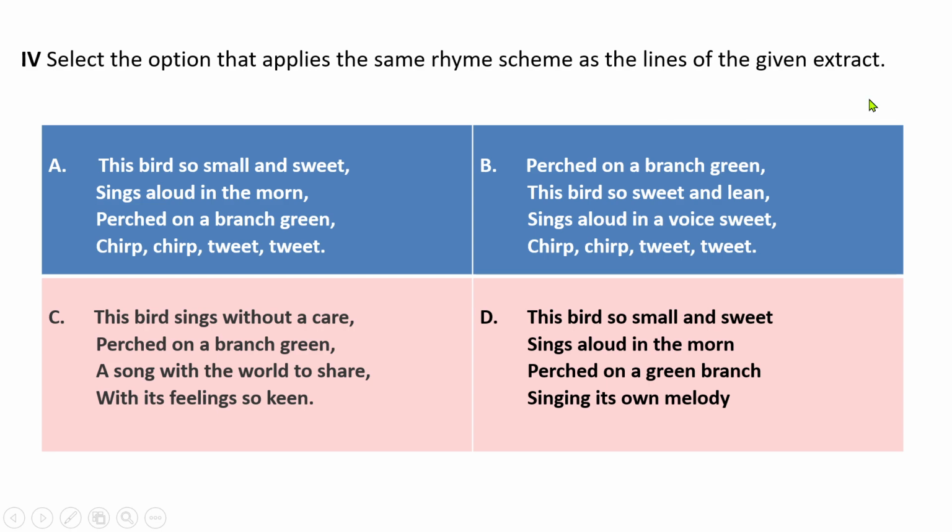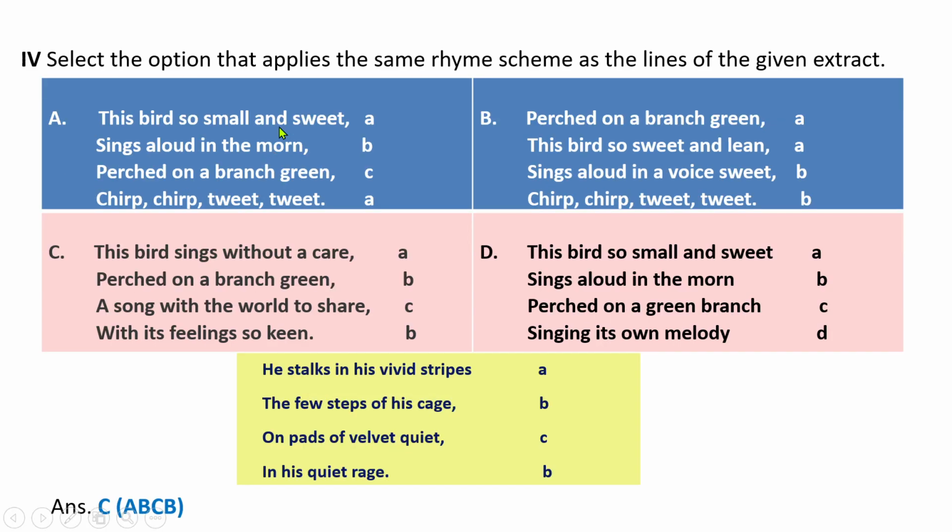The next question: select the option that applies the same rhyme scheme as the lines in the given extract. So here 4 options are given with different rhyme schemes. We'll have to select the one that matches the rhyme scheme of the given extract. The first option ends with sweet. We may mark it A. Morn does not rhyme with sweet, so B. Green. C. Tweet. Again, tweet matches with sweet. So A.